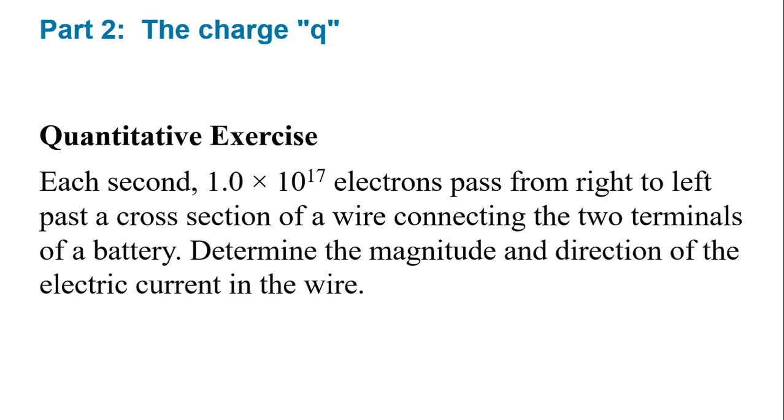Each second, 1.0 times 10 to the 17th electrons pass from right to left, past a cross section of the wire connecting the two terminals of a battery. Determine the magnitude and direction of the electrical current in the wire. Now, read it, pause, try to do it on your own. Answer. Now, here we go.